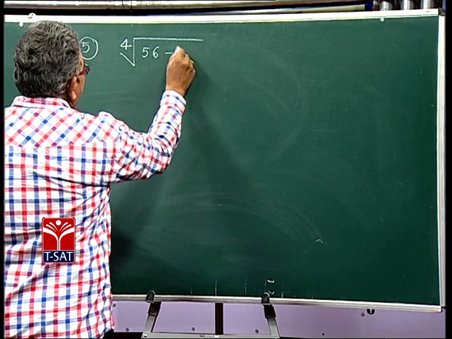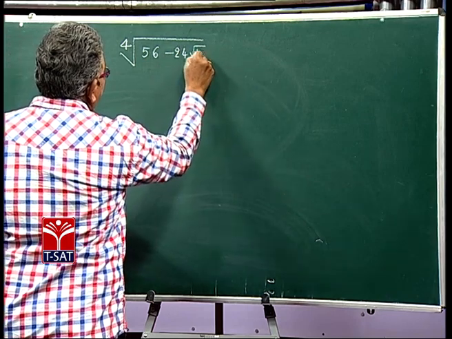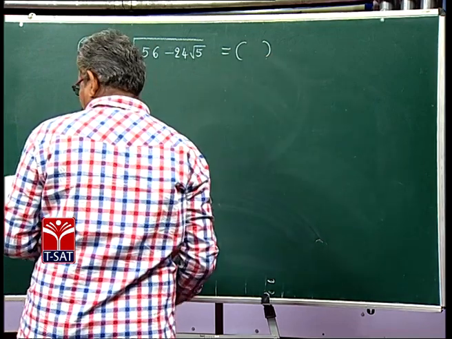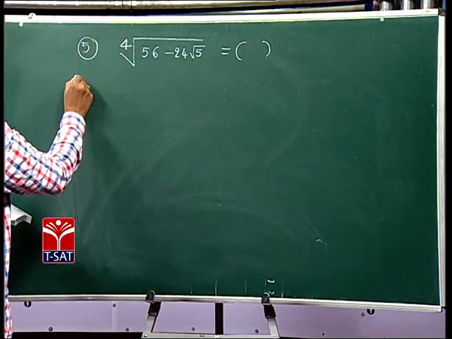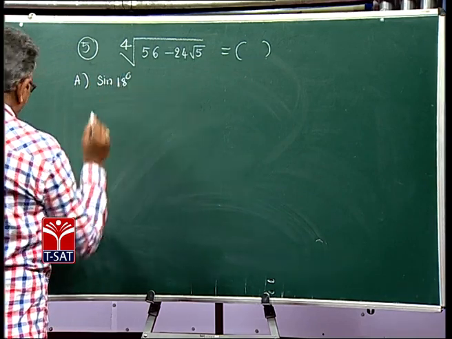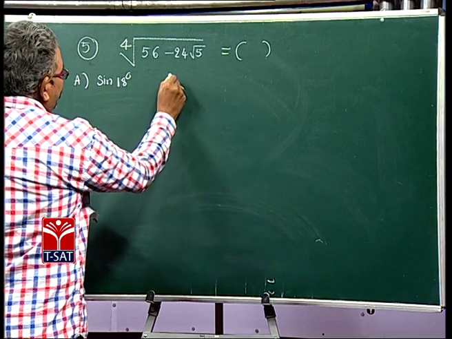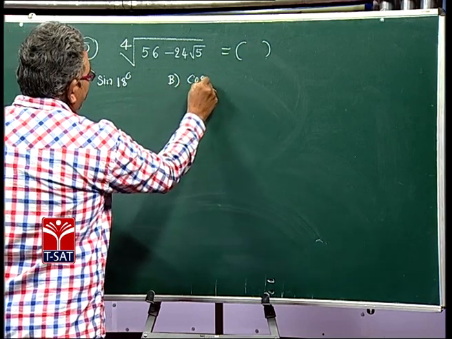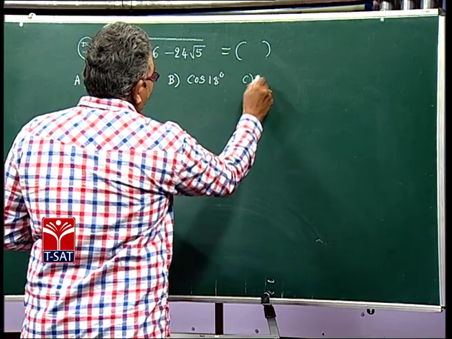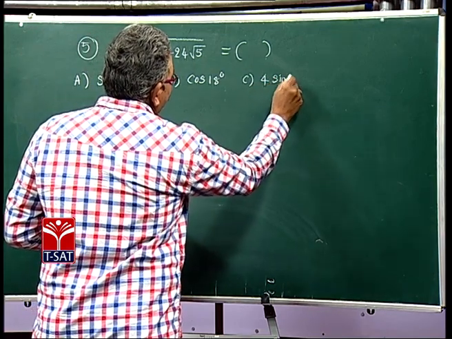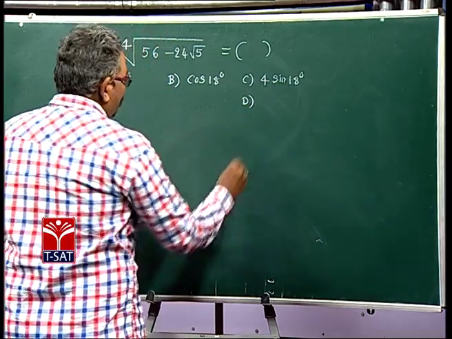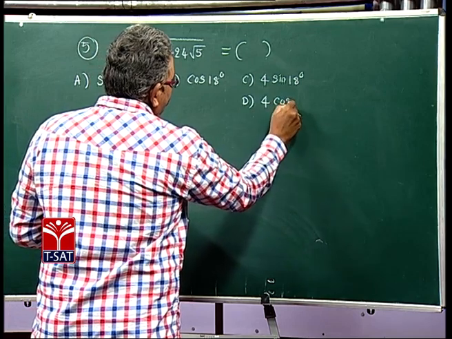Fourth root of 56 minus 24 root 5 equals to: a, sin 18 degrees; b, cos 18 degrees; c, 4 sin 18 degrees; d, 4 cos 18 degrees.